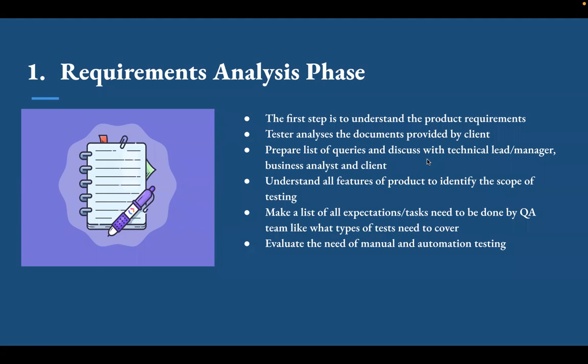To sum up, in this phase, the QA team basically understands the expected output from the product, identifies any loopholes or missing requirements in the specifications, collects priorities, performs automation feasibility checks, identifies testing techniques, and prepares a list of all tasks that need to be done by the QA team.